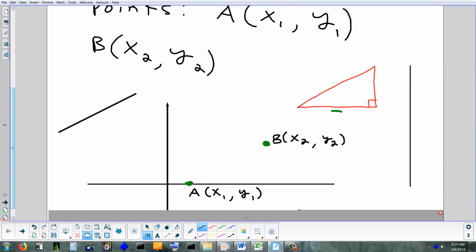Now, A and B could be in any quadrant. Just to make this simple, I put them both in the upper right, but they could be anywhere. And my goal is to find out how far apart A and B are.